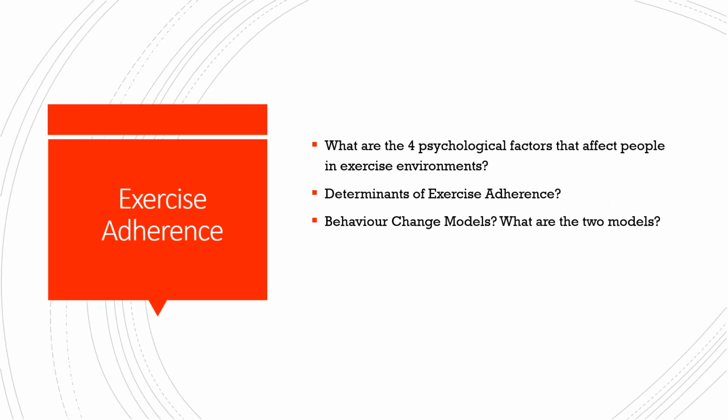So now we move on to exercise adherence. There are 4 psychological categories that affect people in exercise environments, and they are reasons why people exercise, reasons for not exercising, determinants of exercise adherence, and behavior change models. So we're going to go over determinants of exercise adherence first. This category refers to what can influence the commitment of a person towards exercise.